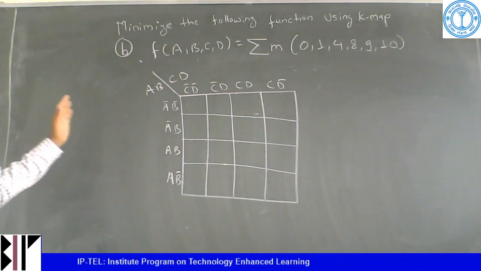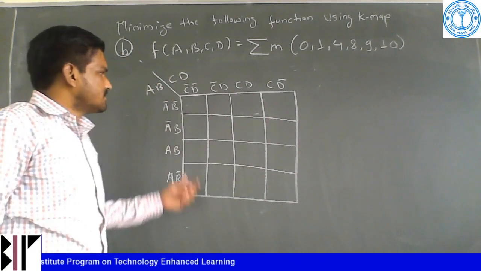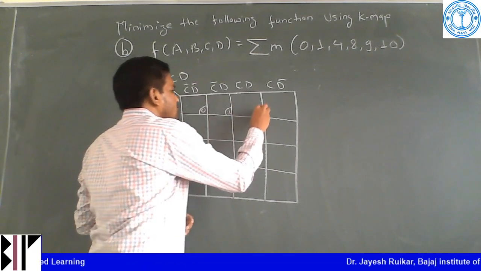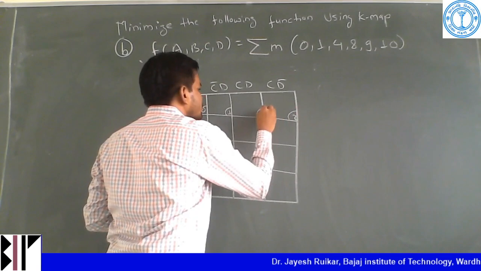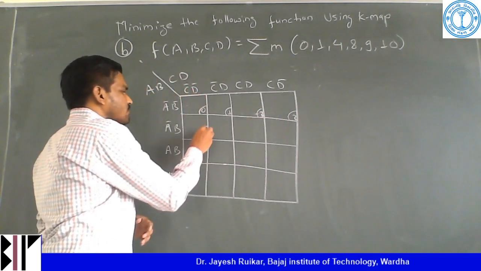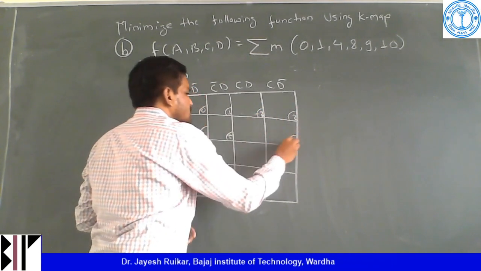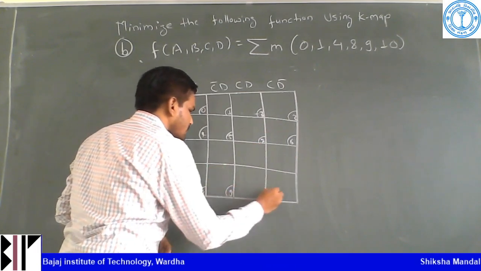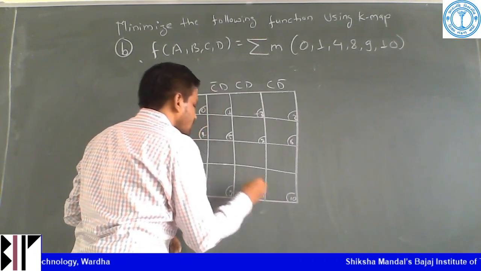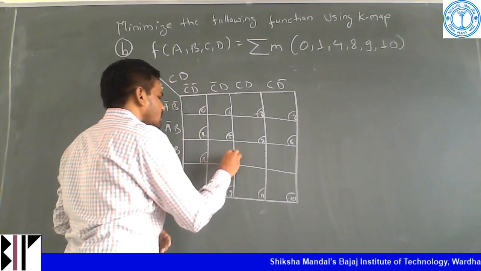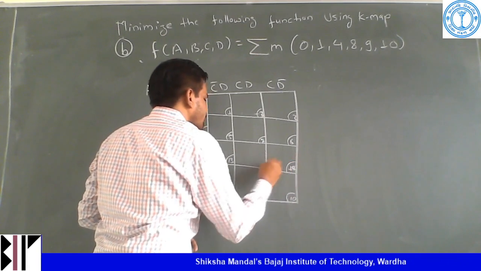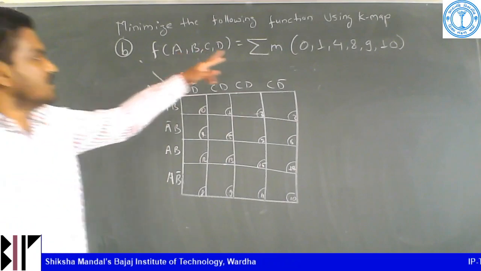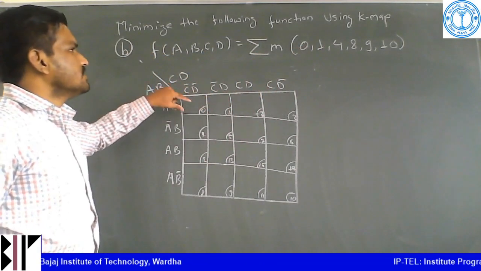Now you can write down the cell numbers in small brackets like this: 0, 1, then 2, sorry, this is 2 and then this is 3. Then 4, 5, 6, 7, then 8, 9, 10, 11, 12, 13, 14 and 15. Okay, and then we have to write a 1 on this K-map for each min term.